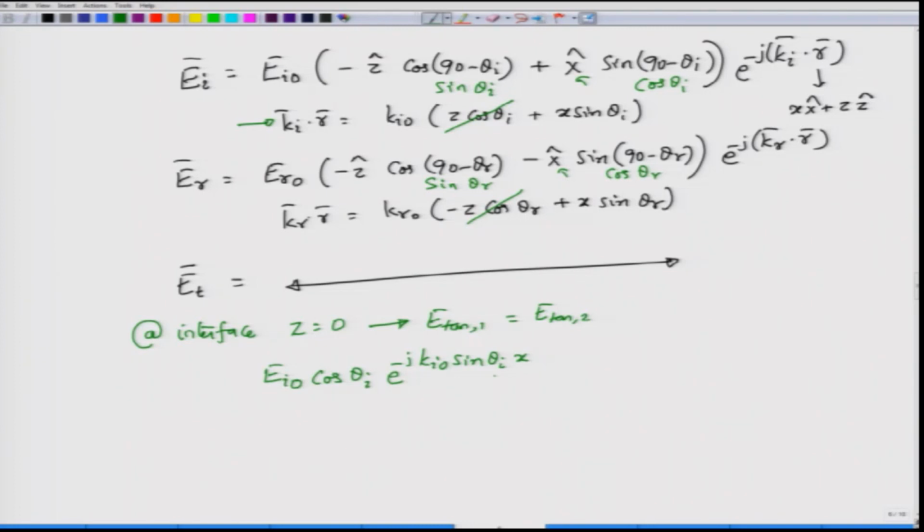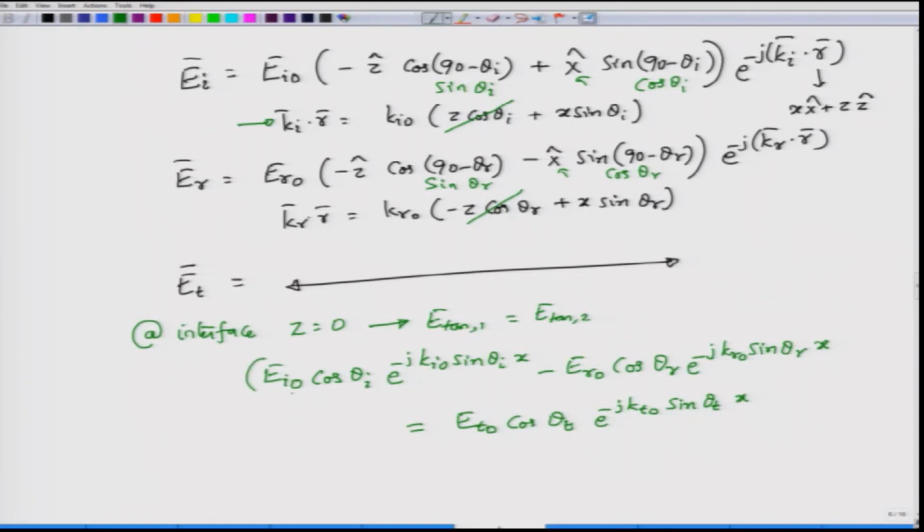So, this is one component which is coming from the incident field. Then there is a component which comes from the reflected field, which will be directed along the minus x direction. So, this would be E_r0 cos theta r e to the power minus j k_r0 sin theta r times x, which must be equal to E_t0 cos theta t e to the power minus j k_t0 sin theta t x.